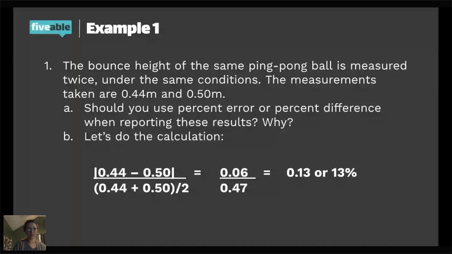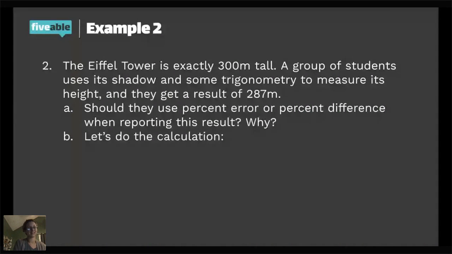Okay, looking at another example. Now let's say, this is actually true, the Eiffel Tower is, in fact, exactly 300 meters tall. I Googled it. So we have a group of students using the shadow of the Eiffel Tower and some trigonometry to measure its height, using the length of the shadow, the angle to the sun, etc. So they do that, and they get a result of 287 meters. So in this case, should they use percent error or percent difference? Okay, this time they should use percent error.